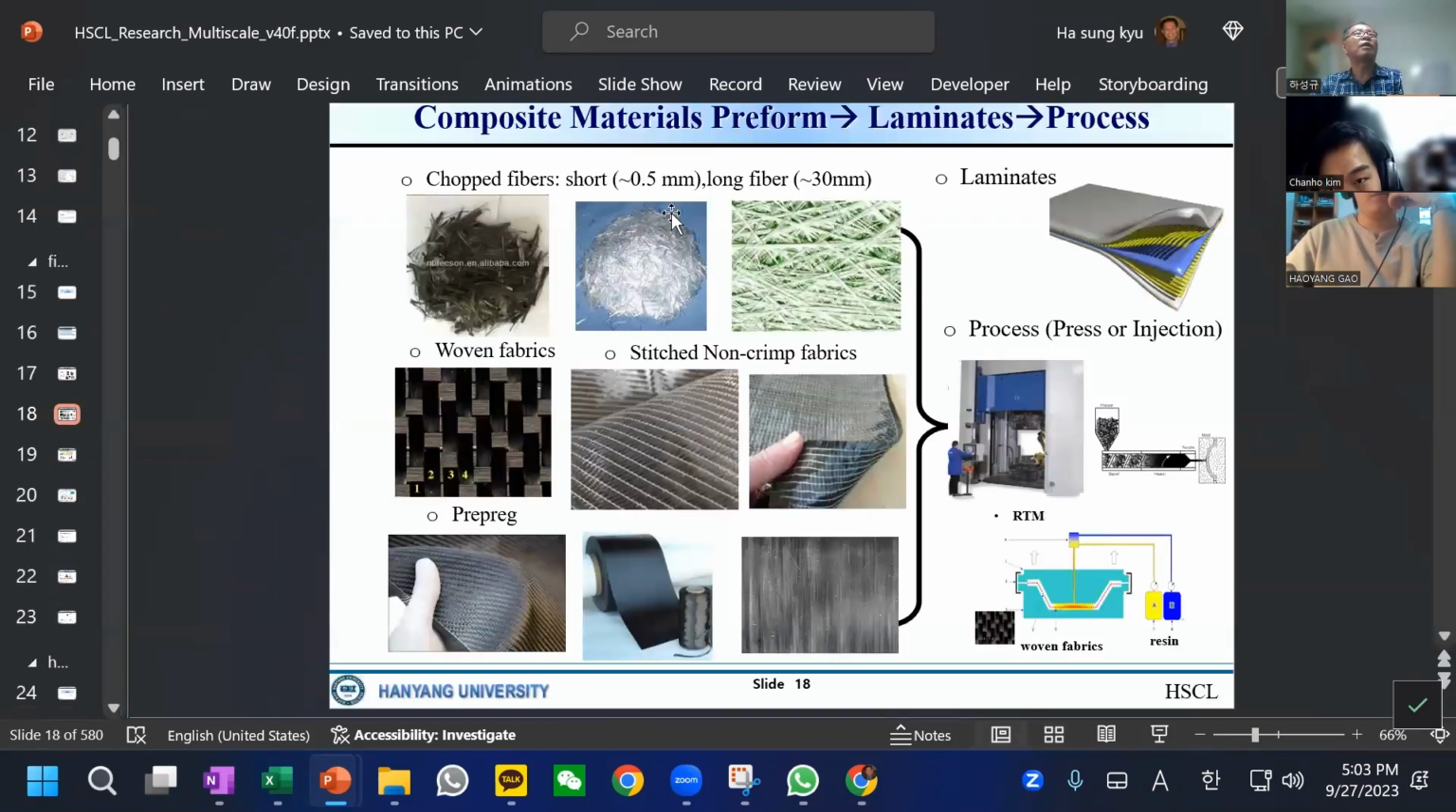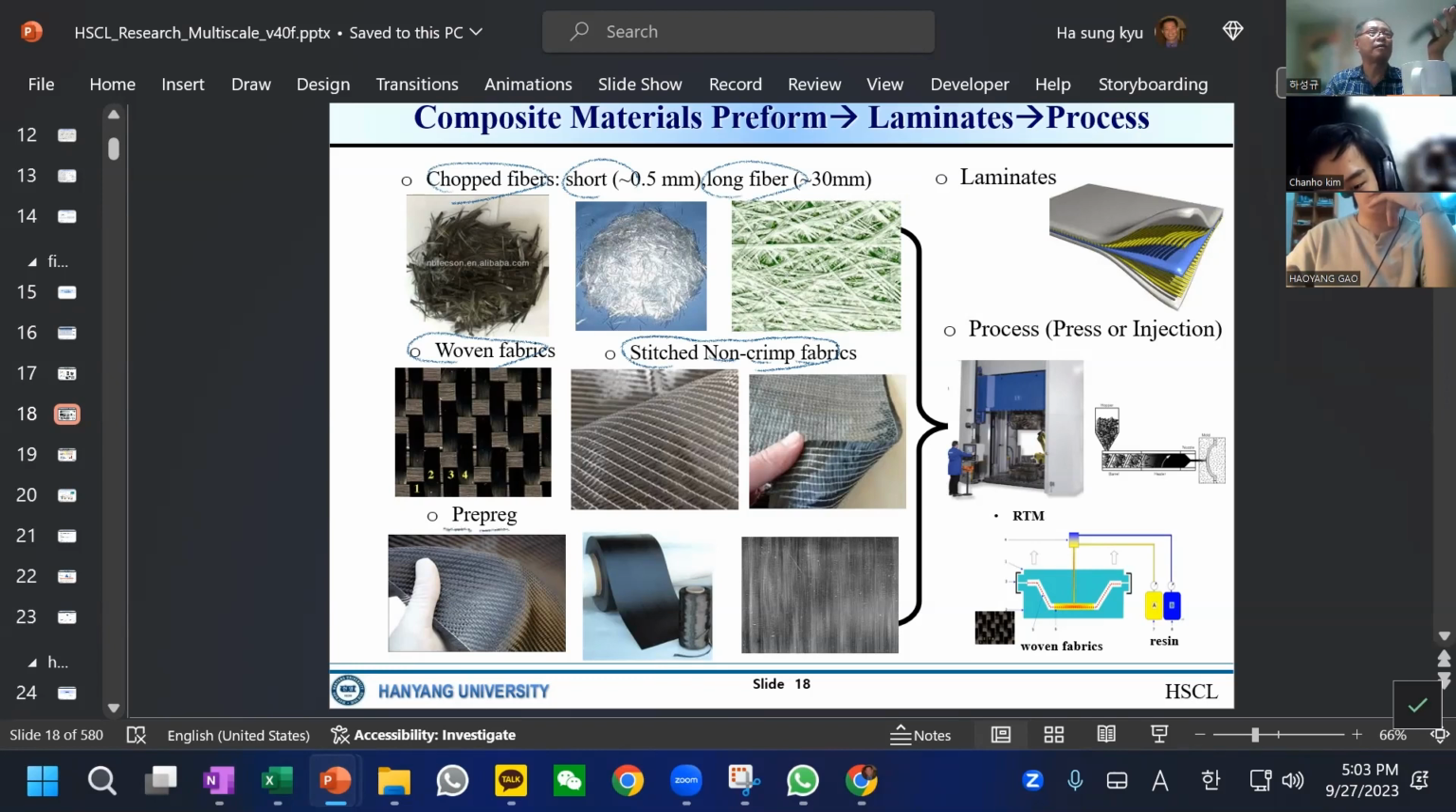So now, carbon composite material preform and laminate process. What does it mean? Carbon fiber doesn't always mean continuous. It can be a chopped fiber, short fiber and long fiber, and also can be woven fabrics, and also stitched, which we call NCF. What does it mean, NCF? We will cover that one.